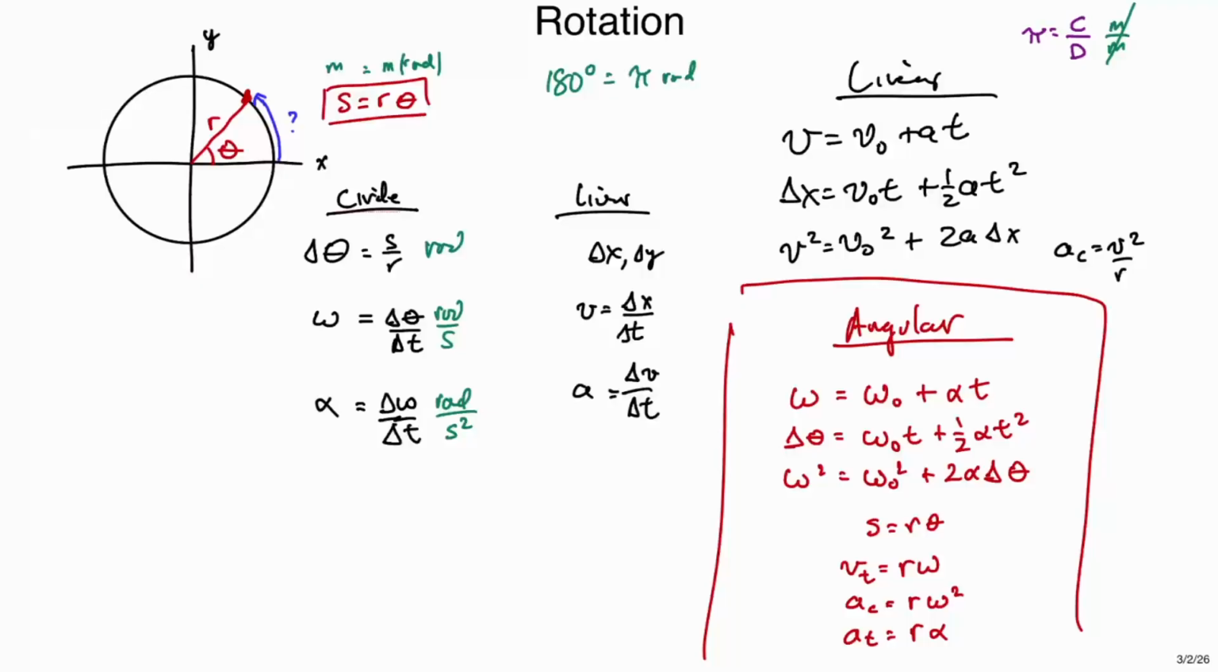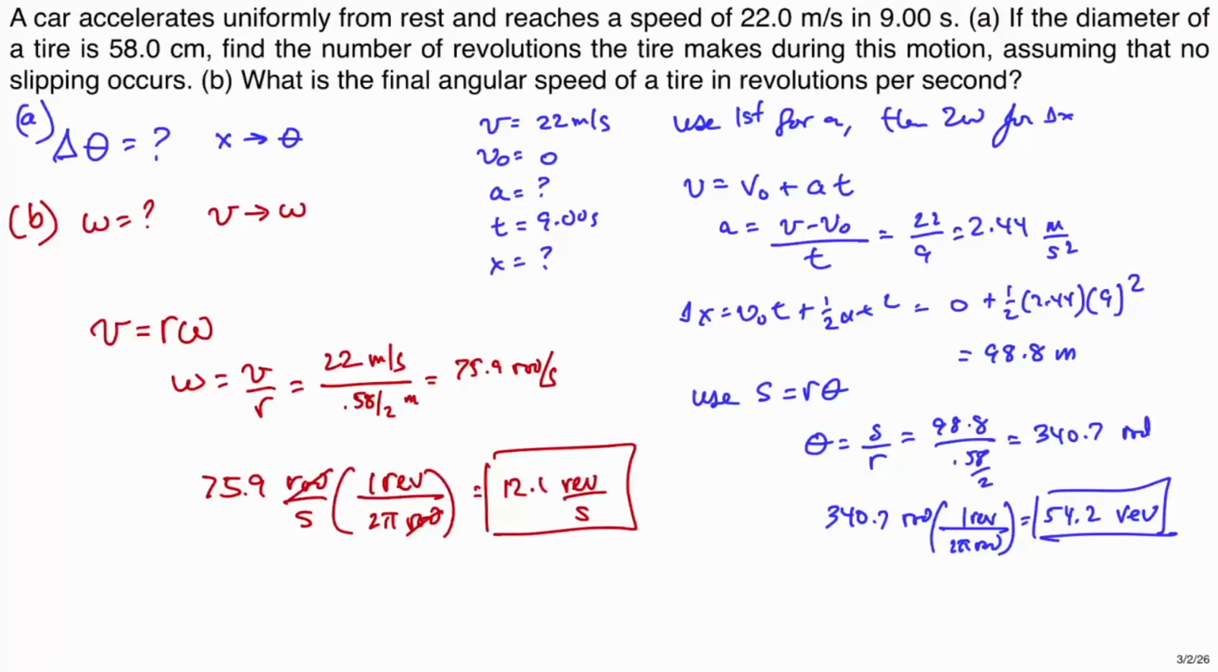Was there a hand out there? Yeah. I was just going to ask, how did you find the radius? The radius was given in that problem. It said that it was 58 centimeters diameter of a circle. Chop it in half, that's the radius.